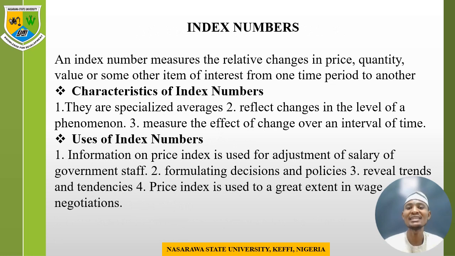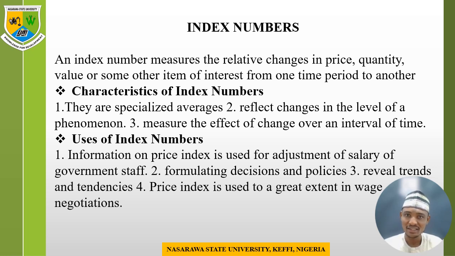Now, we also have index number, which is also part of the topic of the particular course. Now, an index number measures the relative change in price and quantity or value of some other item of interest from one time period to another. It has some characteristics. Number one, they are specialized average. They reflect change in level of a phenomenon, measure the effect of change over an interval of time.